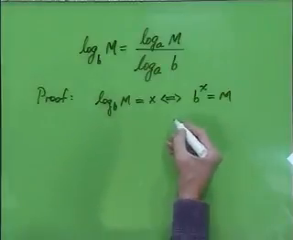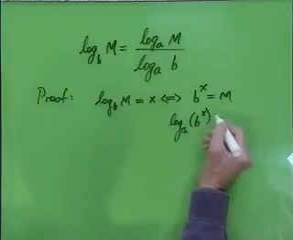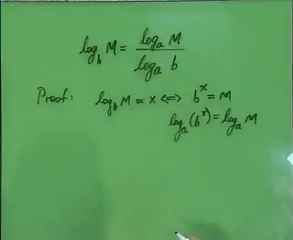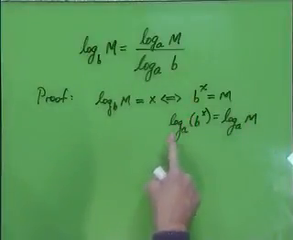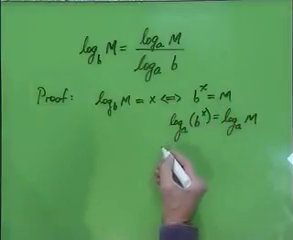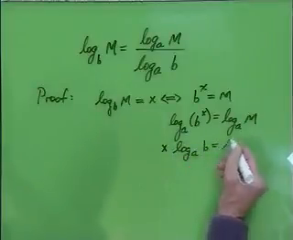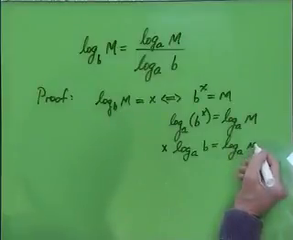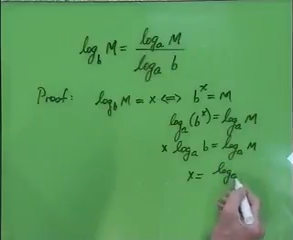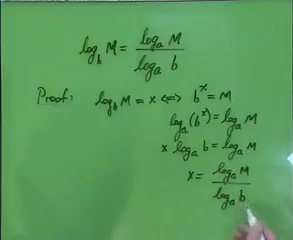Let's say base a is one of the bases that's available on my calculator. And I'm going to take log base a on the other side as well. So on the left, I took log base a of b to the x, and on the right, I took log base a of m. Now, if I bring the x out in front, this says x log base a of b equals log base a of m. And if I solve for x, x is equal to the log base a of m divided by the log base a of b.